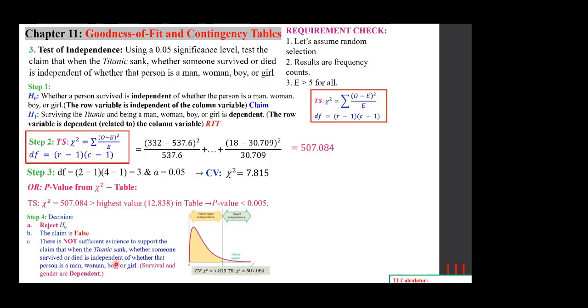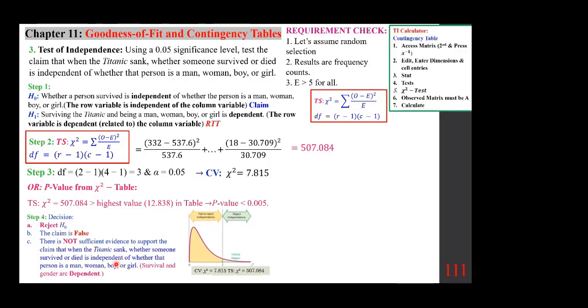As I mentioned, these things are done by technology. So you use the contingency table. You access the matrix as I put it here. In matrix A, which you choose to be 2 by 4, you input the data.